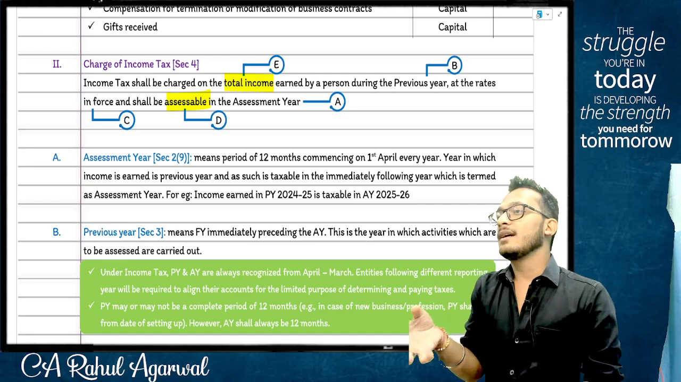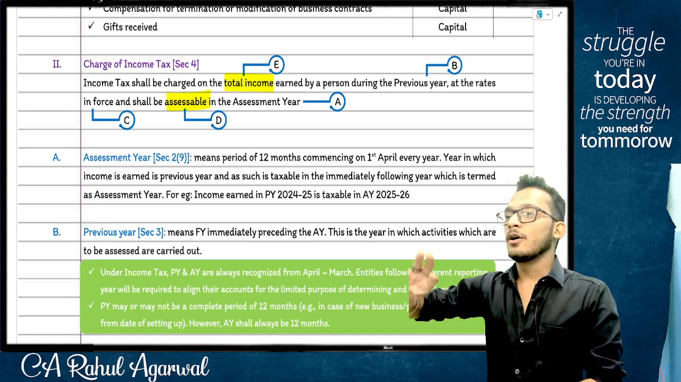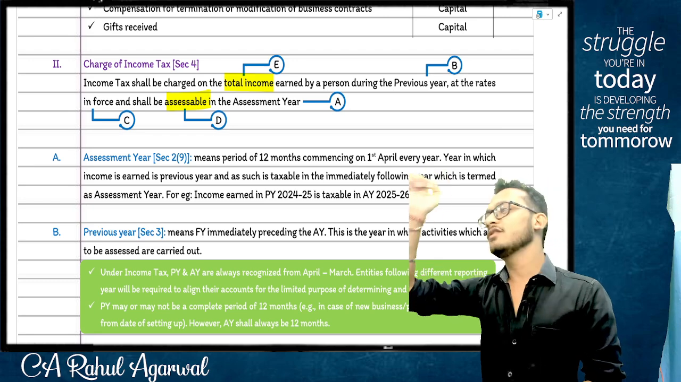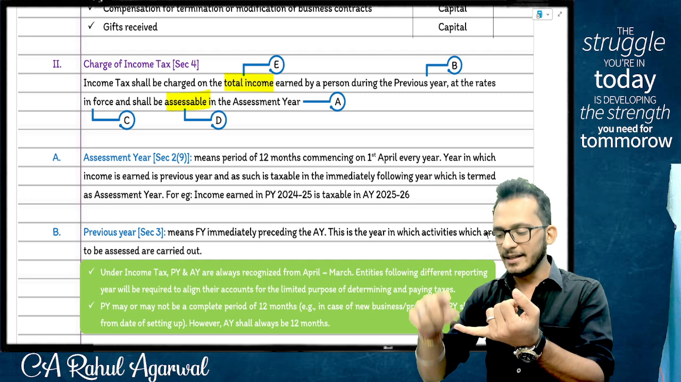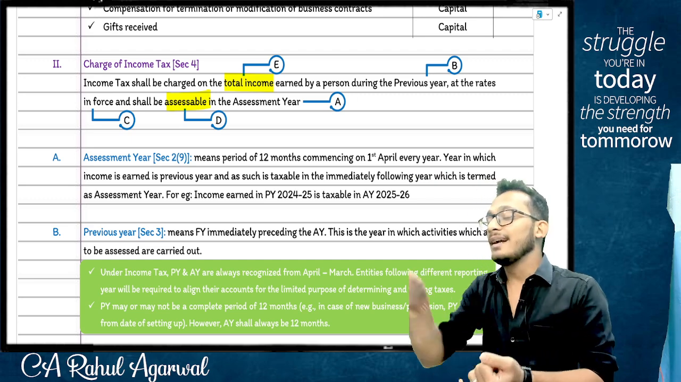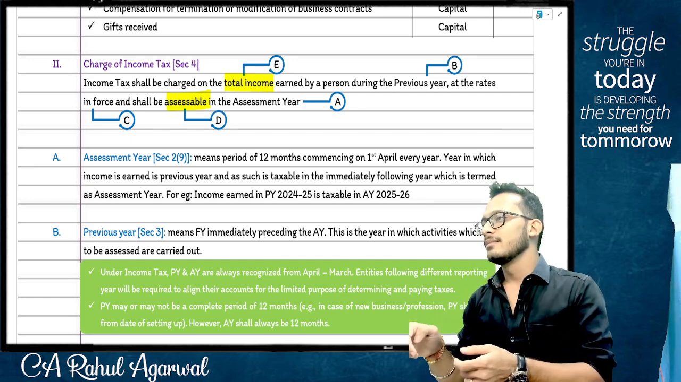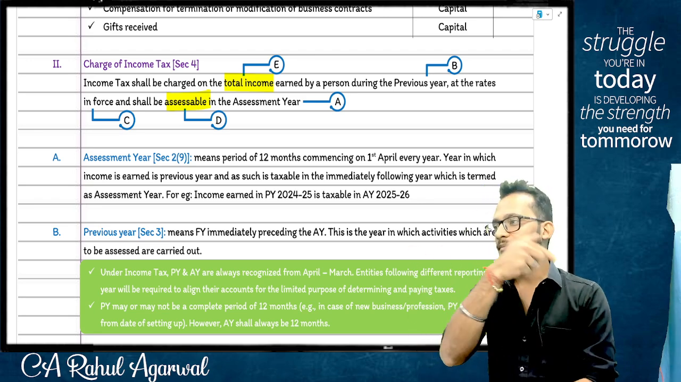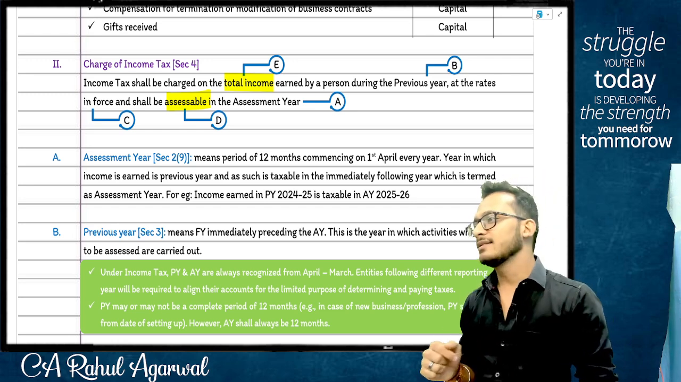which means whatever income you earn in 24-25 will be called previous year 24-25, for which you will compute a tax in the assessment year. And now because you're writing the exam in 25-26 in financial year terms, you're writing in May, September and January, that time you will be knowing what is the income tax on, which is why you are reading Finance Act 24.